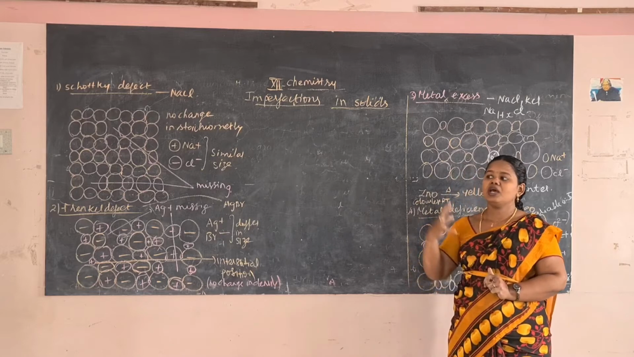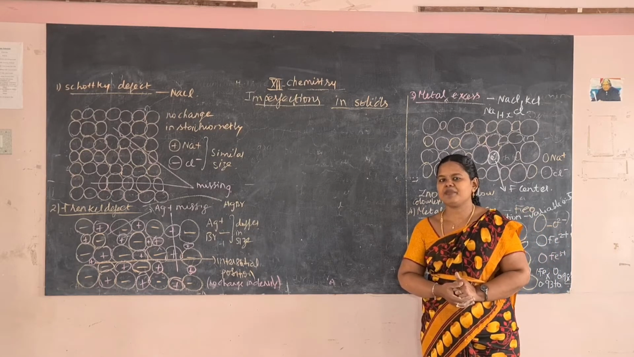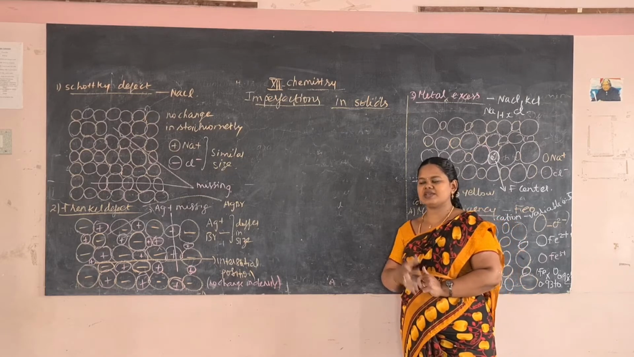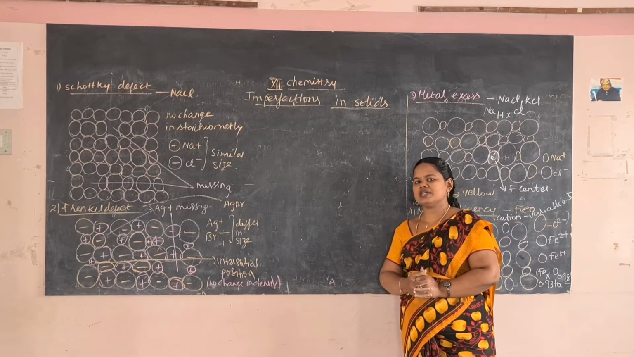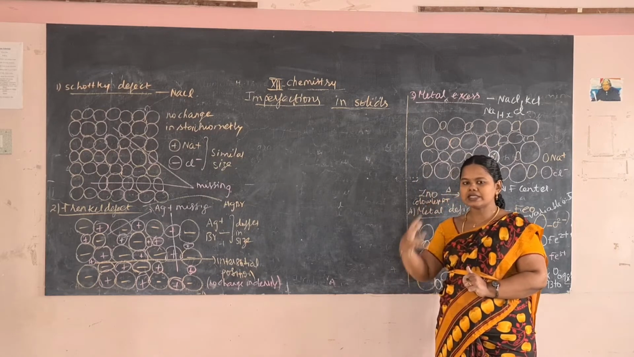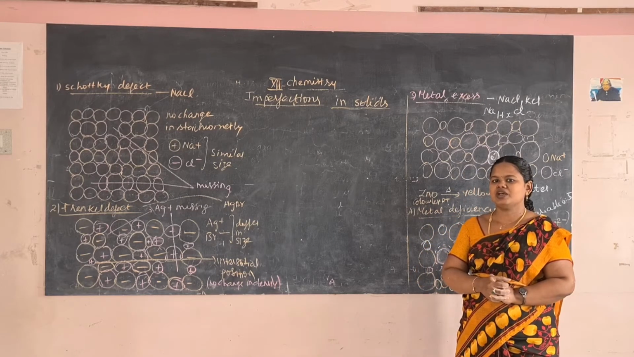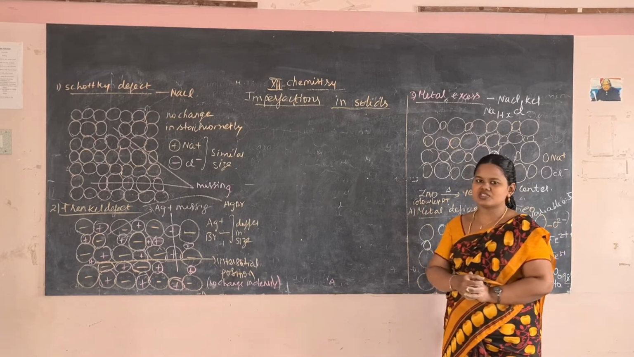For example, when you dope a particular crystal, that can be used as a semiconductor to conduct electricity. For example, silicon is used as a semiconductor to conduct electricity. So this disadvantage also becomes an advantage when it is present in nature. So we will see some of the imperfections in solids.